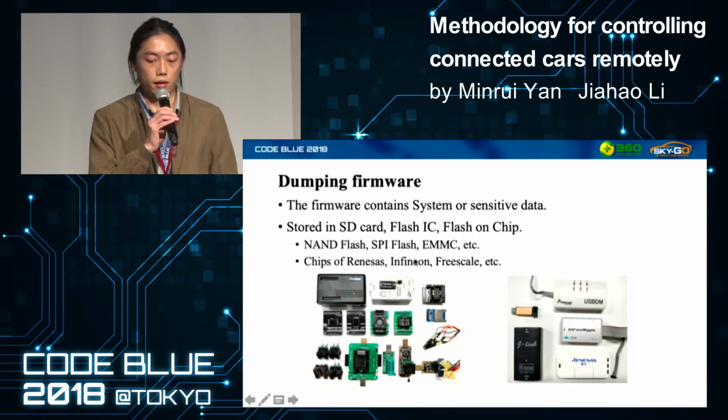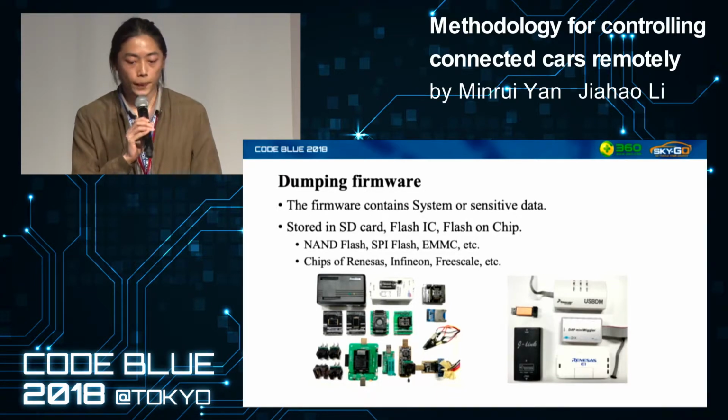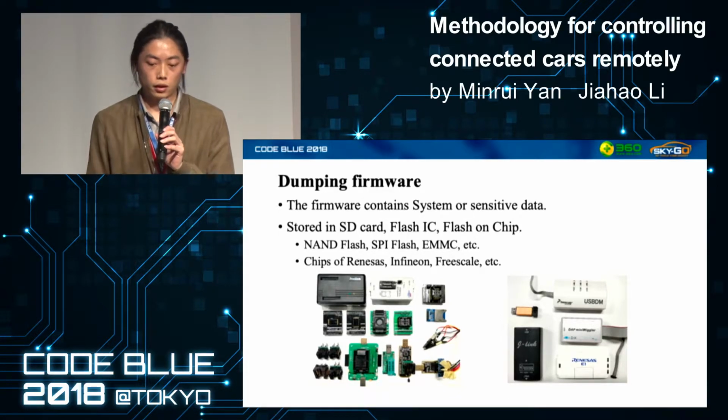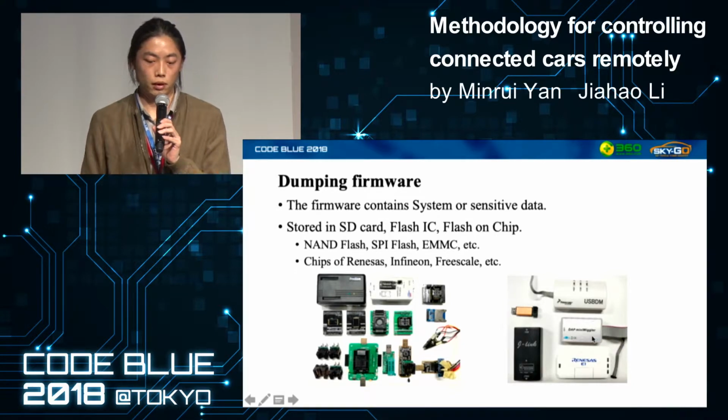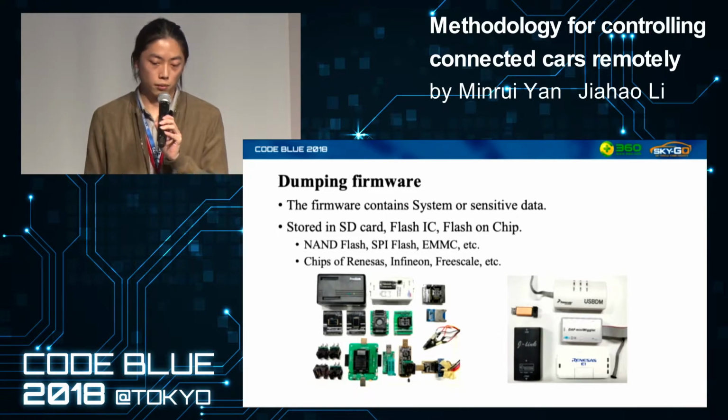You need to analyze the system files to find more vulnerabilities. If you don't get a debug shell directly, you could dump the firmware by programmers or card reader. On the left, the picture mainly shows flash ROM programmers. On the right, the photo shows the microcontroller programmers. These tools are cheap and suitable for most chips.